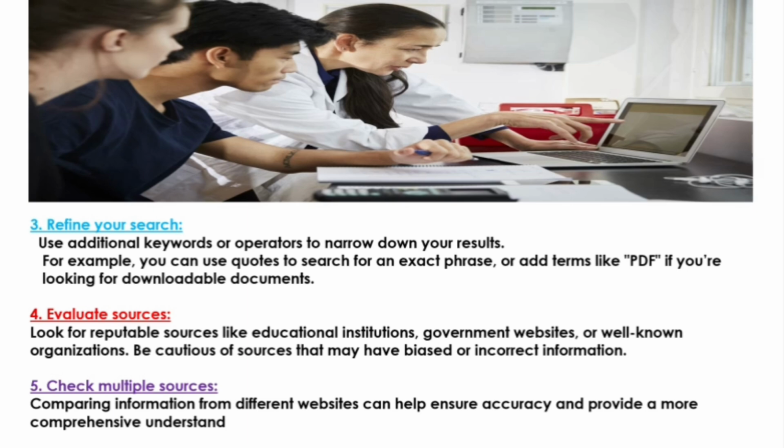4. Evaluate sources. Look for reputable sources like educational institutions, government websites, or well-known organizations. Be cautious of sources that may have biased or incorrect information. 5. Check multiple sources. Comparing information from different websites can help ensure accuracy and provide a more comprehensive understanding.